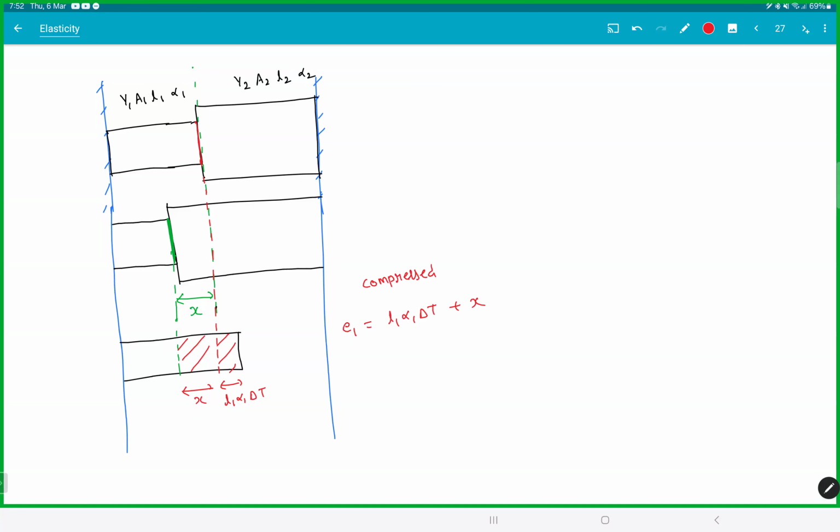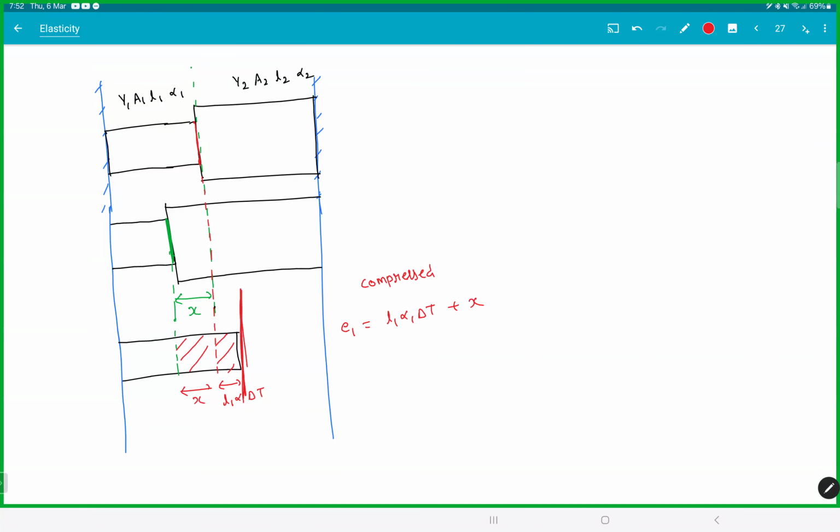Whenever you're saying compression and elongation, they should be measured from the new natural length, isn't it? You would have been like this, but you're like this. So you should be measured from this position. Is this making sense, everyone?